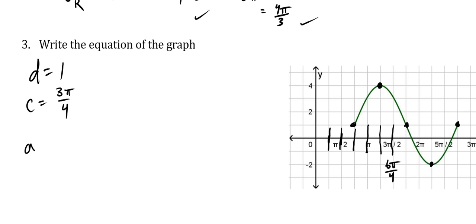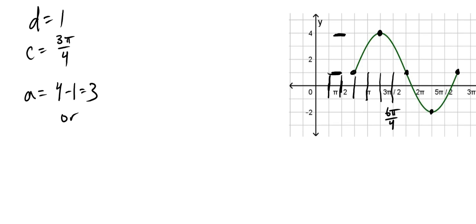A. There's a couple different ways you can find A. You can find the distance between the 0 line and the max. So 1 to 4 is up 3. Or you can do the max minus the min, and then divide by 2. So if I do 4 minus negative 2 and divide that by 2, that's 4 plus 2, which is 6, divided by 2 is 3.